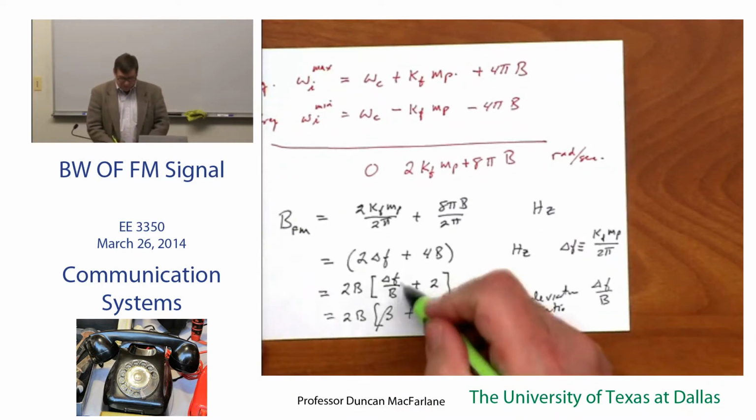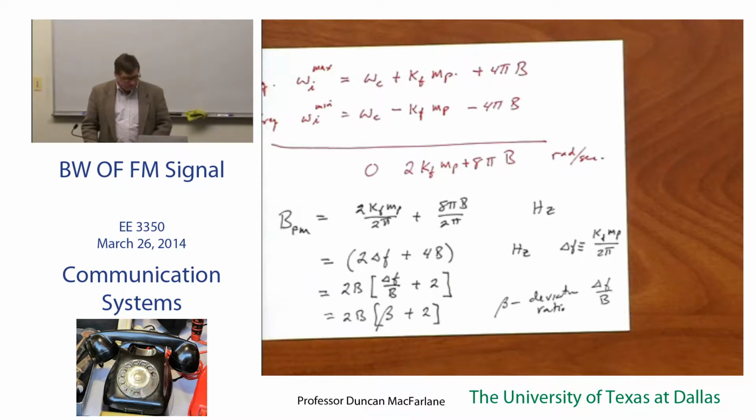I'll call that ratio delta F over B. I'll call that a deviation ratio, and that's equal to delta F over B. So that's just beta. I'm just calling that beta.